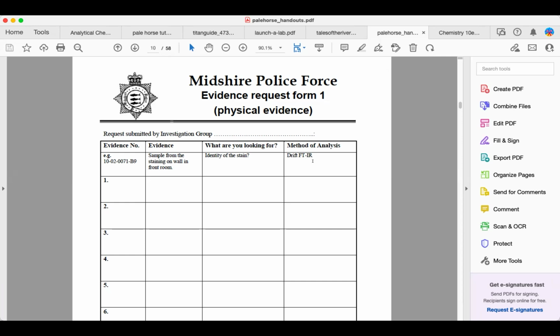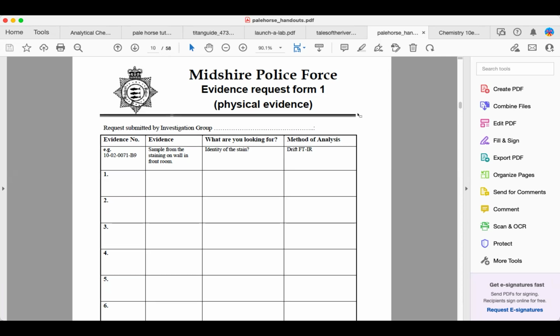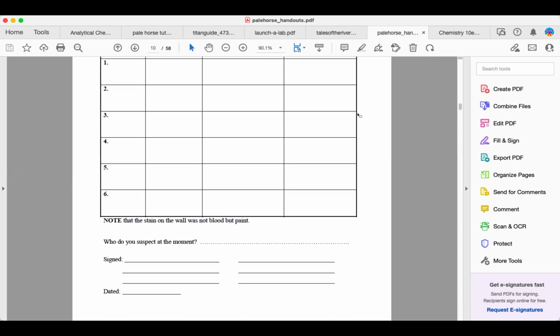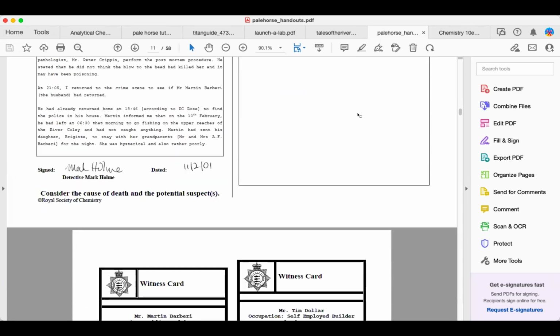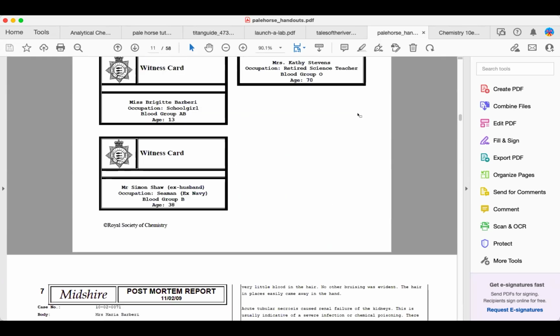So this is considered a task. You have to fill up the form. So the next one, okay, you still have to read all the reports.